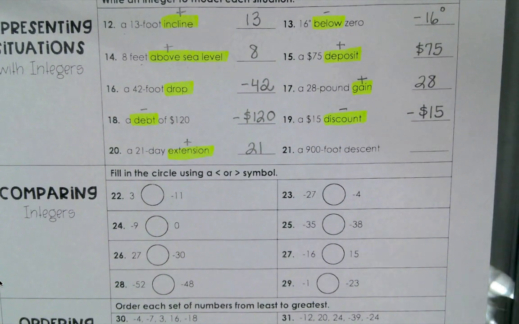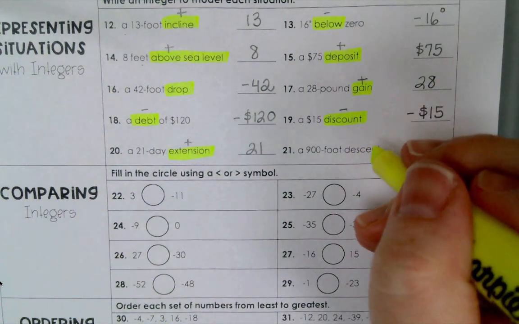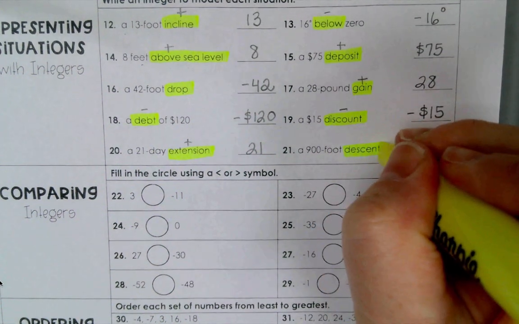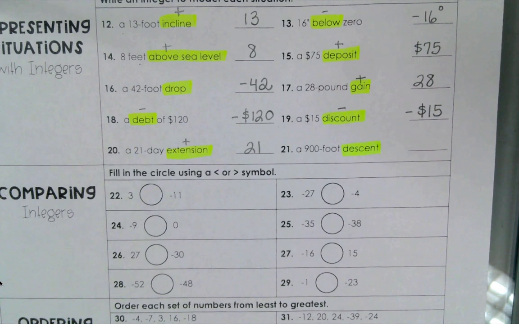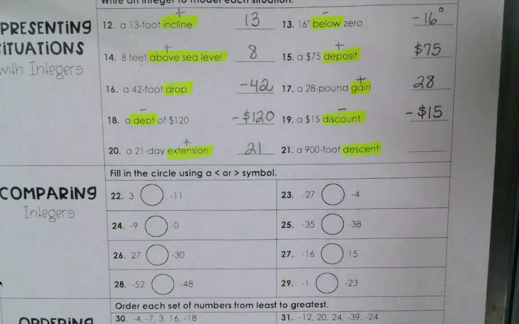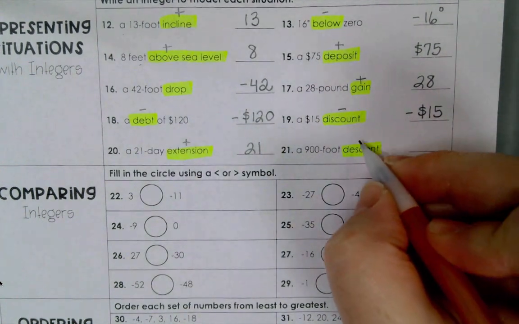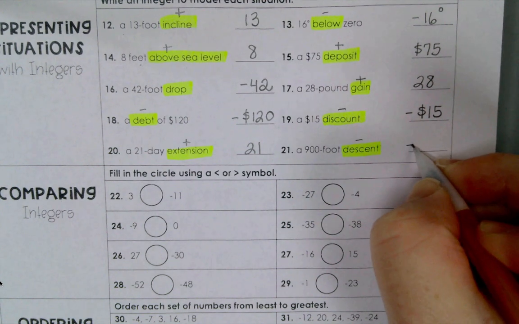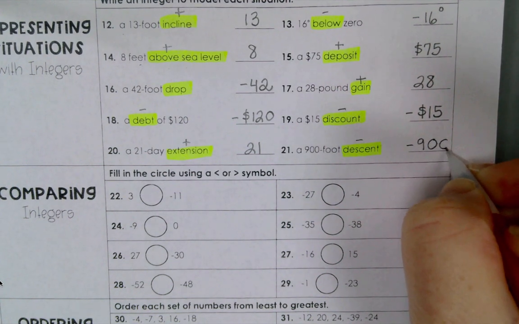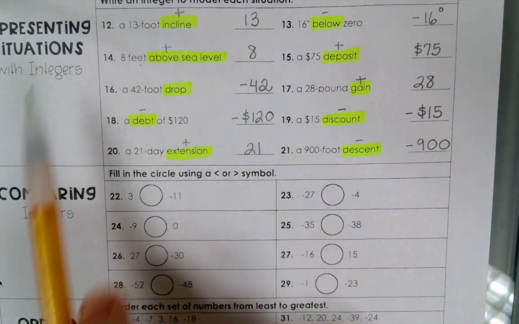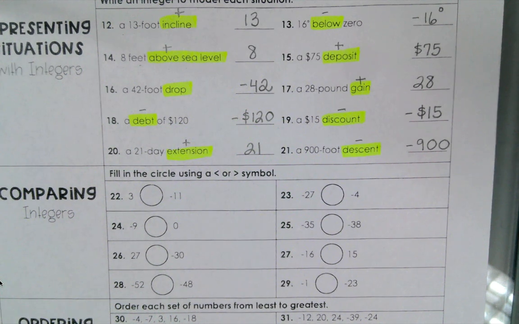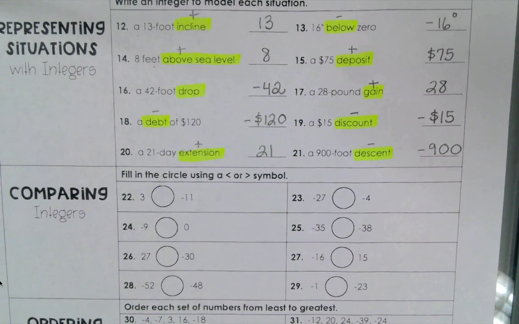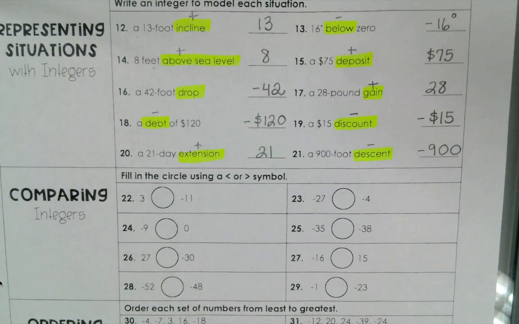I know, right? A 900-foot descent. Descent is down. Descent is a good thing when you've been hiking for 20 miles and it's, you know, downhill at the end. I'm on board with that. So negative 900. Okay. So these are great vocabulary words. I would reference these if I'm ever confused when I'm doing my work.